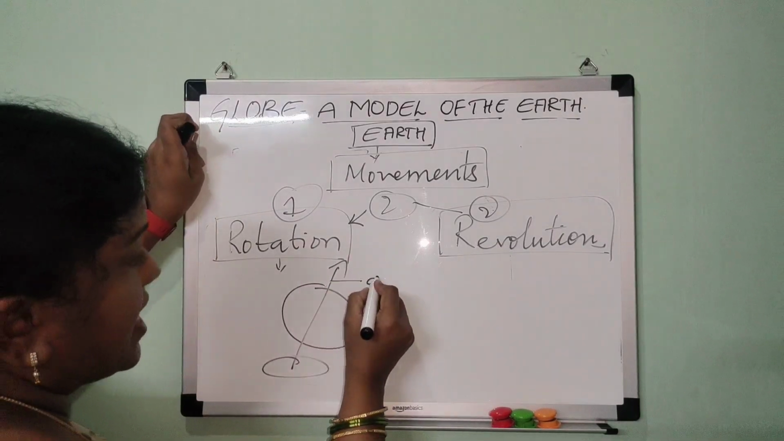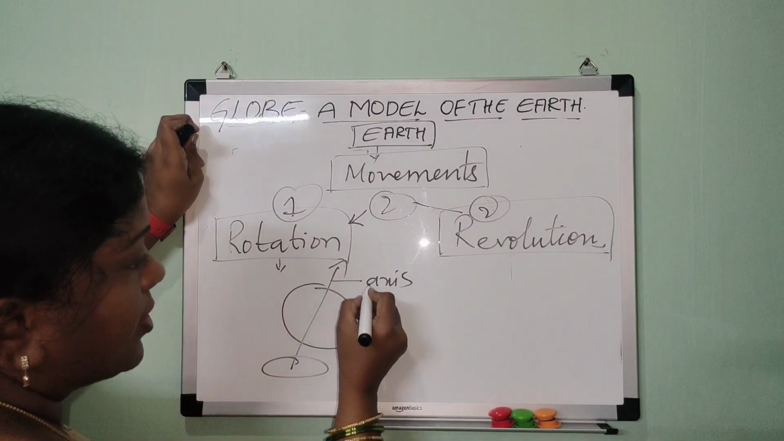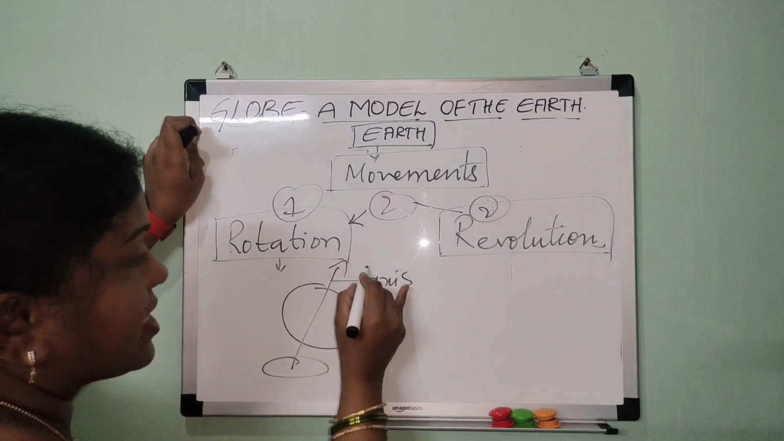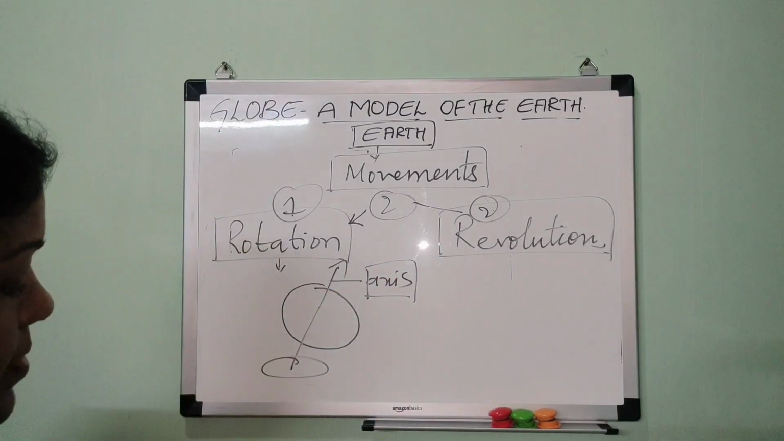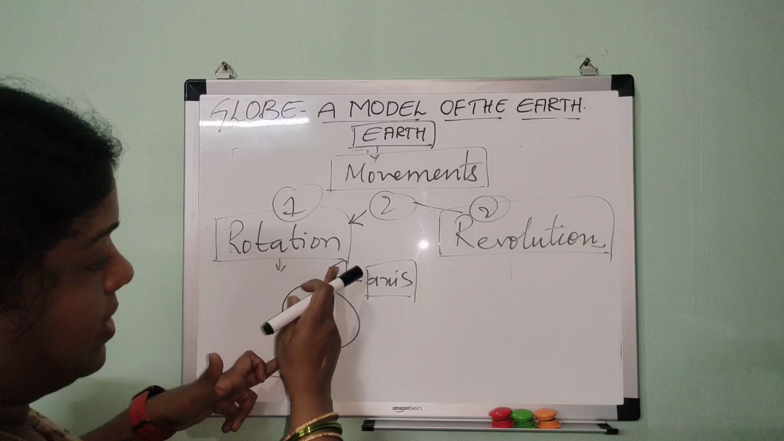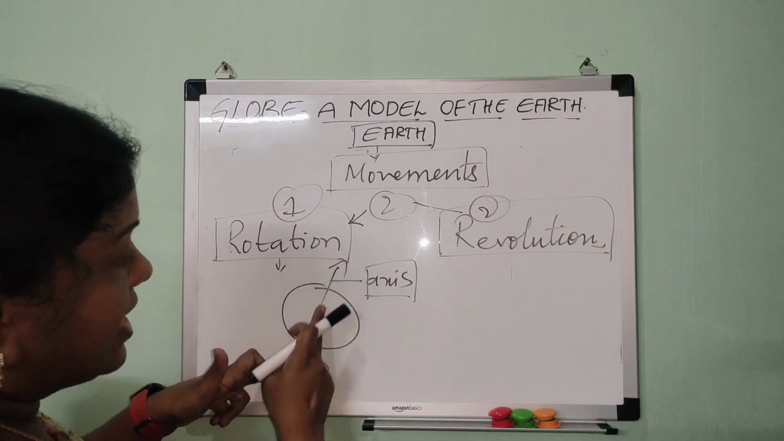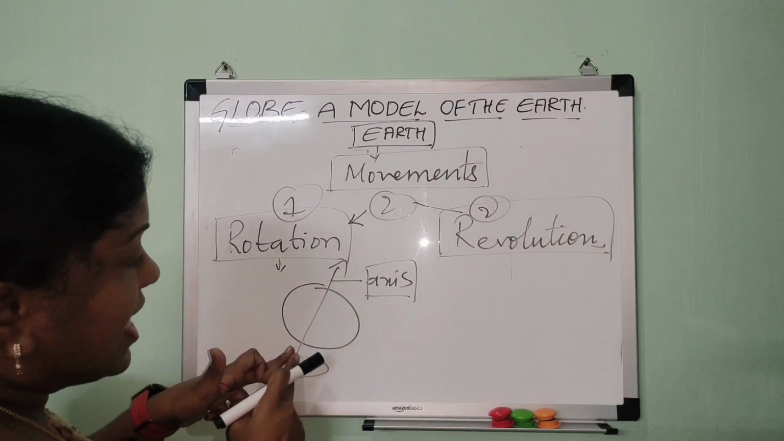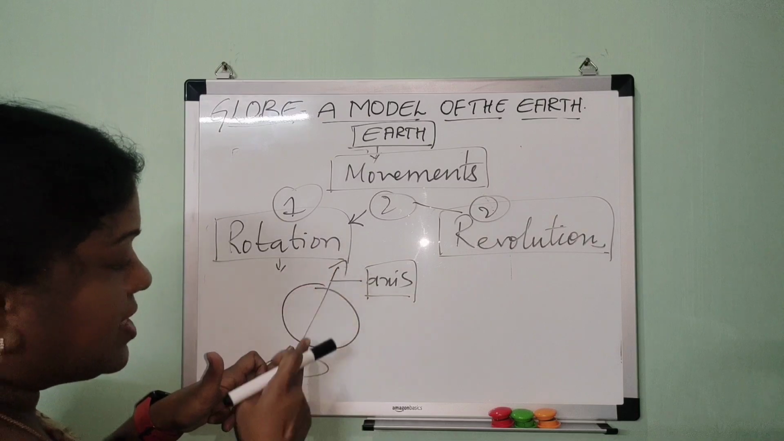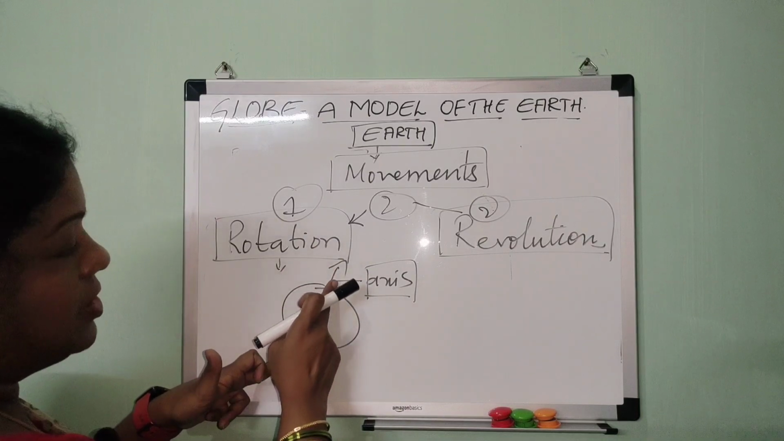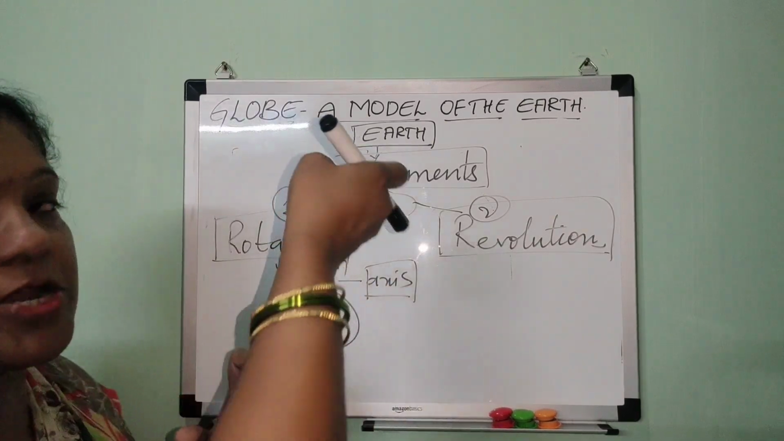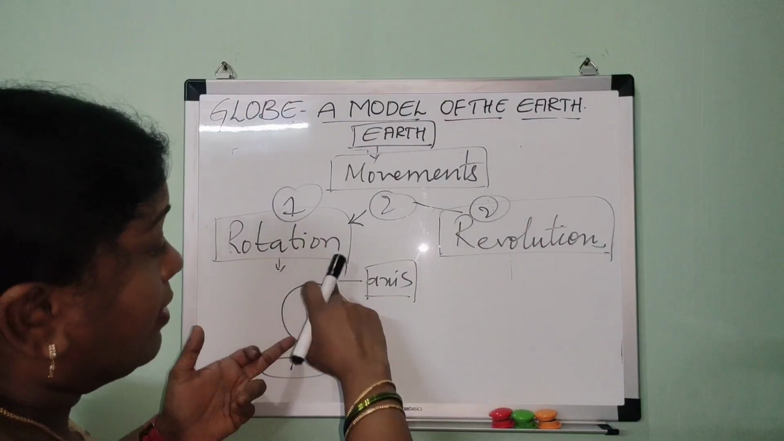This is called as axis. What do you call this? Axis. What do you mean by axis? Axis is nothing but an imaginary line. It is an imaginary line which is like a needle in structure passing through the middle of the earth by connecting two endpoints.